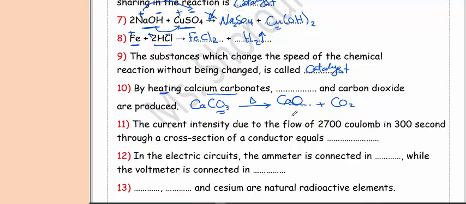Question number 11. The current intensity due to the flow of 2,700 coulomb in 300 seconds through a section of a conductor equal what? Again, what does he need? He needs current intensity. قبل ما أكتب أي numbers لازم أعمل اللو. Current intensity equal what? Current intensity equal the quantity of a charge over time.